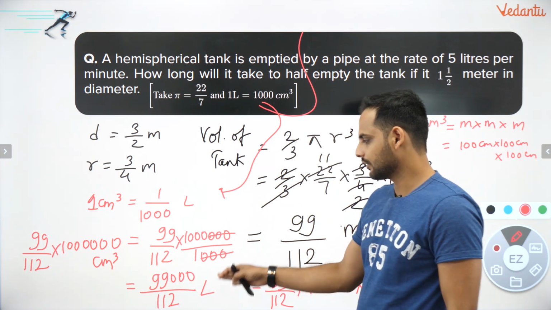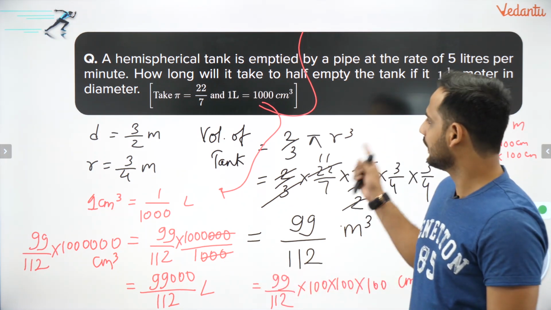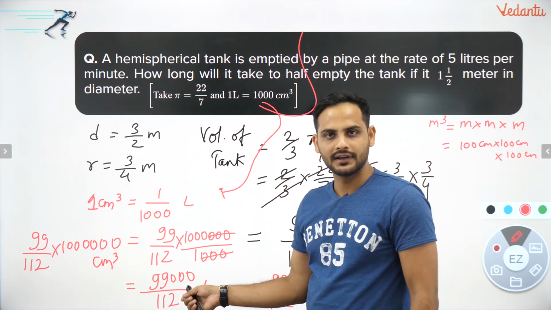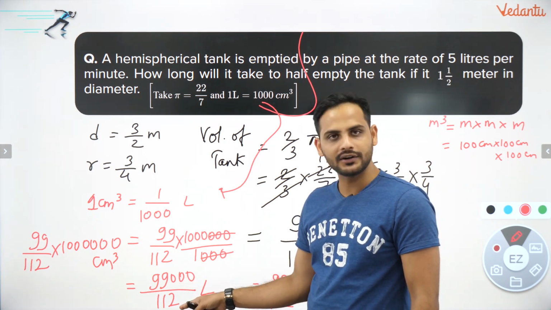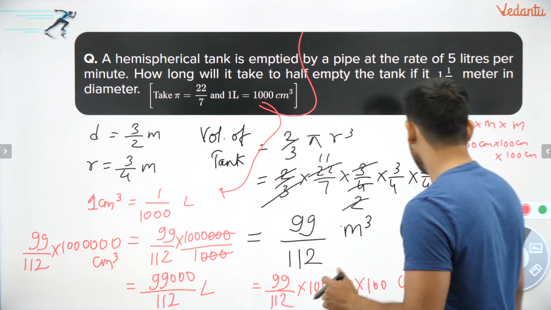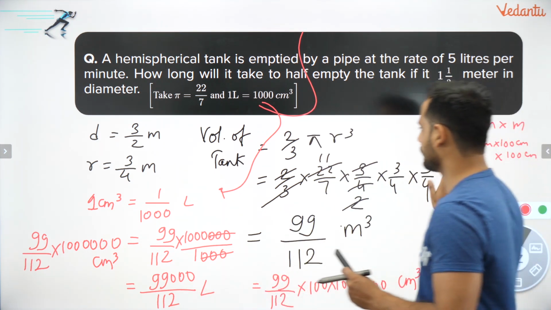Once you have got to know this is the liter part, now you know, children, that for emptying the tank half, this is the tank's full capacity. Half capacity will be this divided by 2. So that much liter of water. So when it is half emptied, how much water has been taken out?